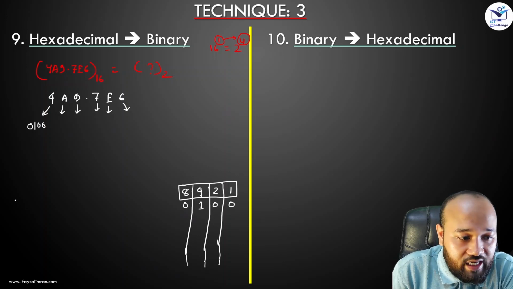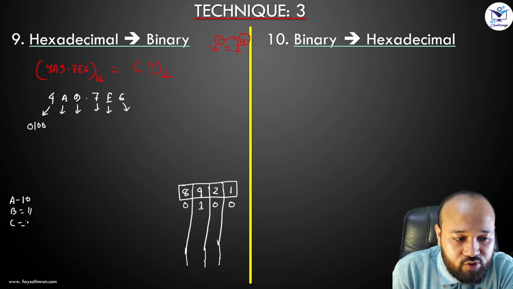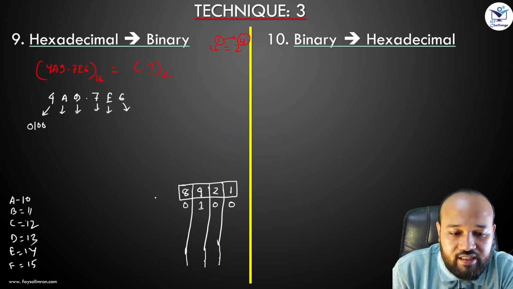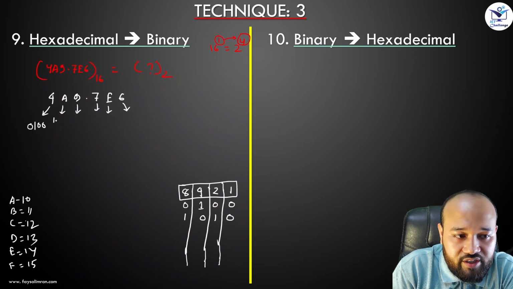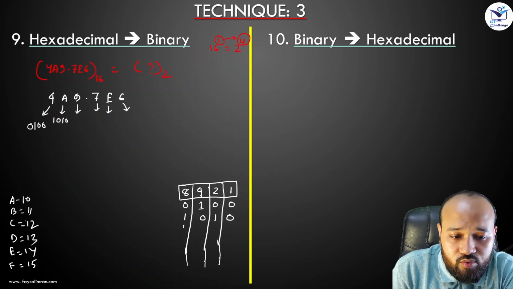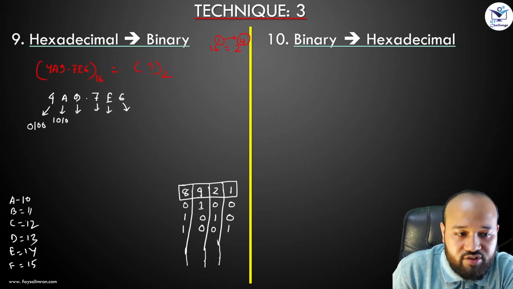And for A it means 10. I already know that A means 10, B represents 11, C for 12, D for 13, E for 14, and F represents 15. That means A indicates 10. So 8 plus 2 is equal to 10. That means we don't need those columns. So 1010 is the correct binary for A. So now 9, 8 plus 1 will be 9. So this part 00. So the result is 1001.